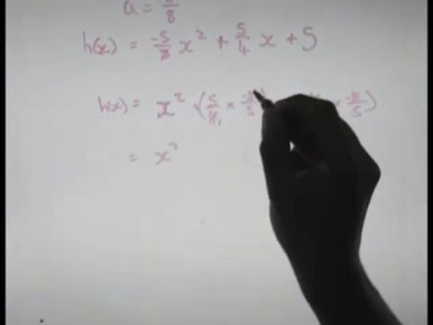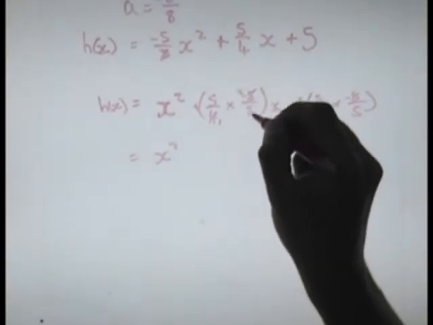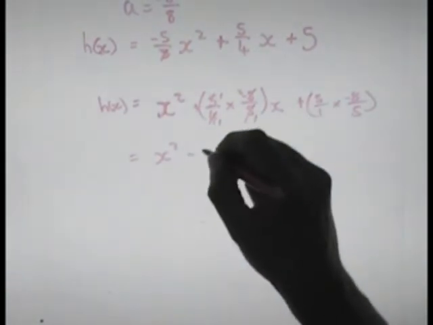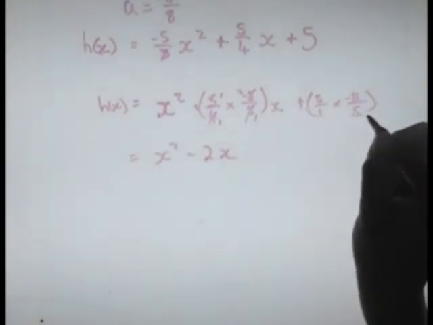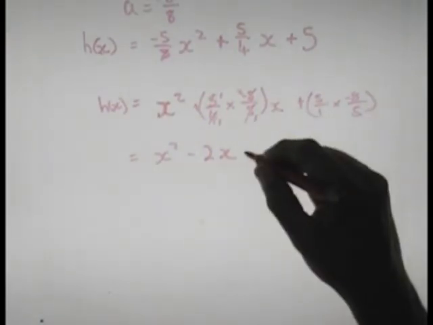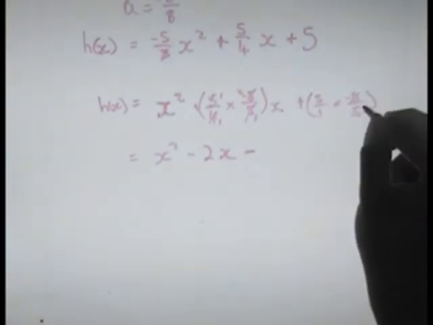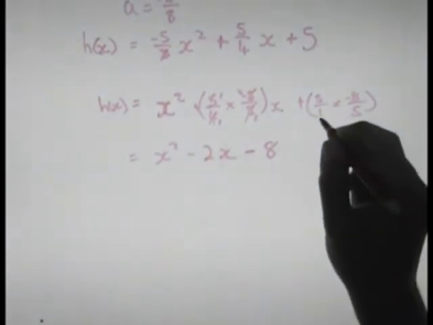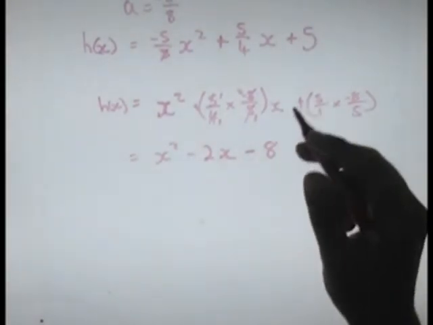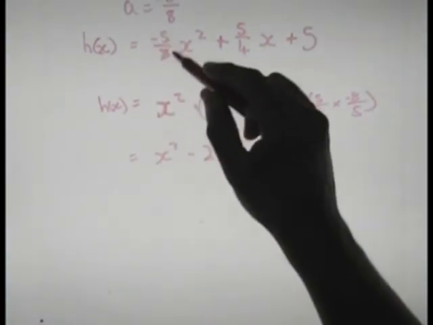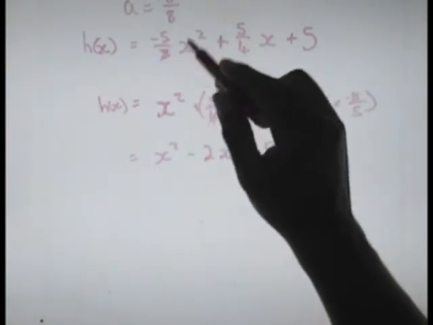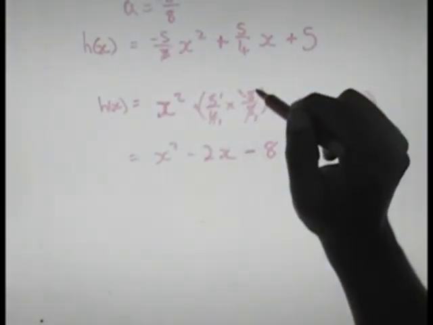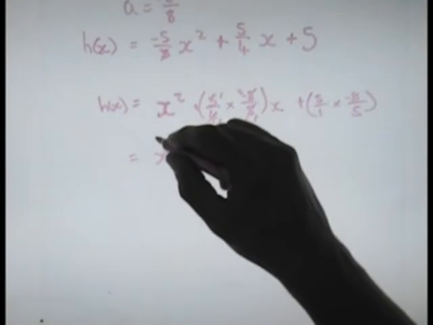4 goes into itself once, and into 8 it goes 2 times, 5 into itself once and once, so that will give me minus 2x, plus, or rather minus because there's a negative in there, minus 8. All I did here was I divided through by that negative 5 over 8, or I multiplied each side by 8 over negative 5.